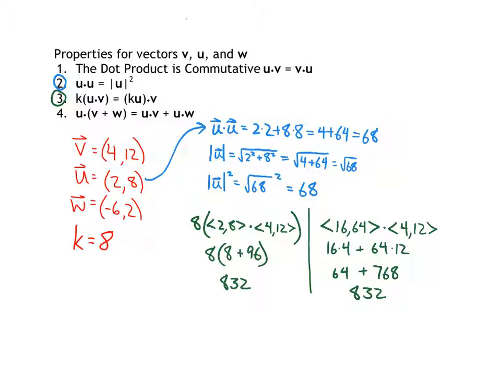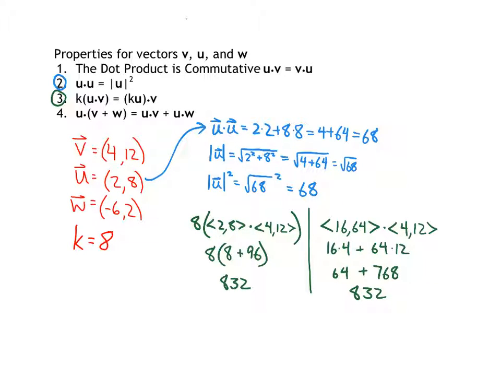Final answer is 832. You don't have to square root it. No, that's it, I just square it. Like the last one was radical 68 squared. Well, that was just this property we were trying to illustrate: the dot product of u dotted with itself equals the magnitude squared. That's why we squared the magnitude, to show that these were equal. 68 was 68.